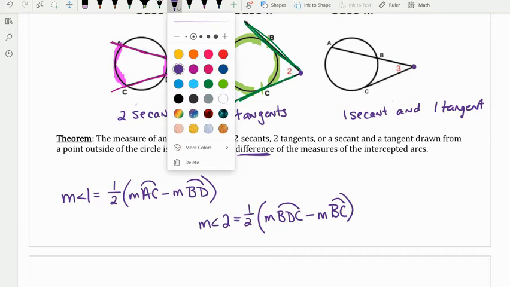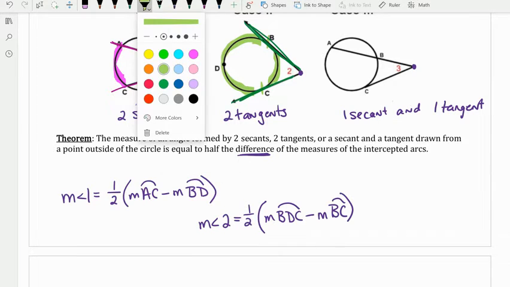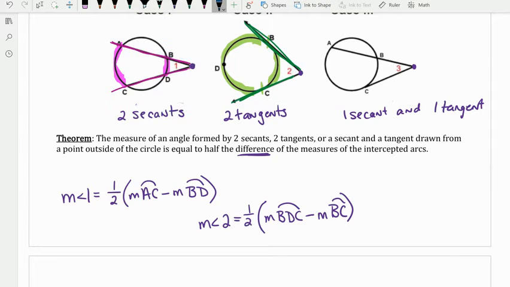And then our last one, different color here. We've got one secant and one tangent, but again, same thing. Here's our secant, here's our tangent. Again, I'm going to look at this arc, the bigger one, and then the smaller one on the inside. So for the measure of angle 3, I would do 1/2 the measure of arc AC minus the measure of arc BC. So you're looking for the two arcs that the angle intercepts. Take the bigger one minus the smaller one, and then take 1/2 of that.